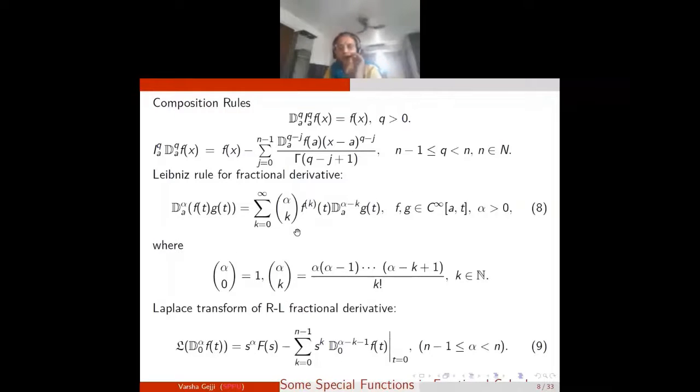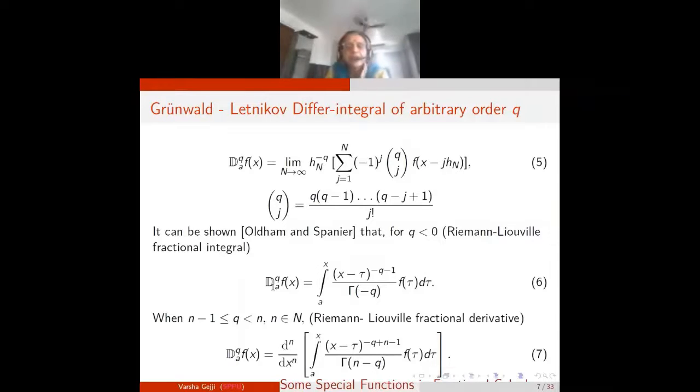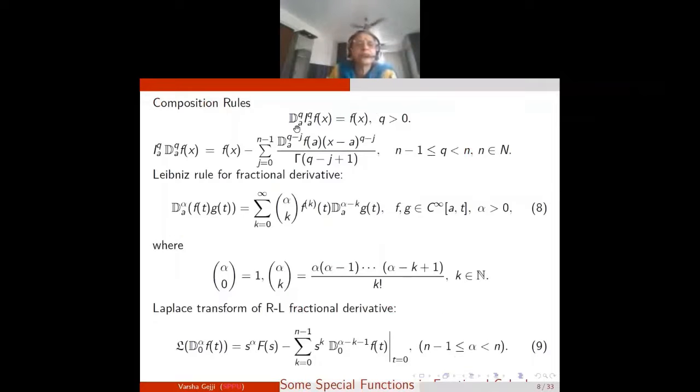So composition rules, if you see, this is the way we see this fractional derivative, and for q negative this is the integral. Now this I will denote by I^q because it is an integral. So D^q when q is negative is I^q. So D^q acting on I^q gives f(x). That means this is a left inverse. D^q is a left inverse. When I operate this D^q from the right, I get f(x) plus these initial conditions. So this is a normal thing.